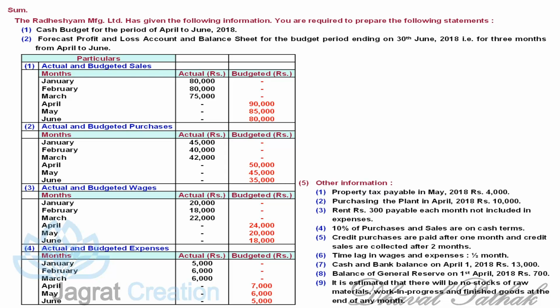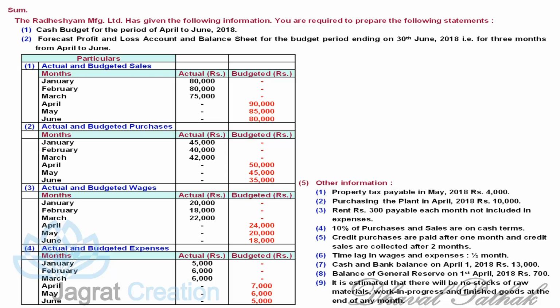Over and above this actual and estimates given, the other information says that property tax payable in May, purchase of plant in April, rent 300 payable each month, 10% of the purchase and sales are for cash, so naturally 90% is on credit basis. The credit purchases are paid within 1 month. Sales are collected after 2 months. So time lag for credit sales is 2 months.